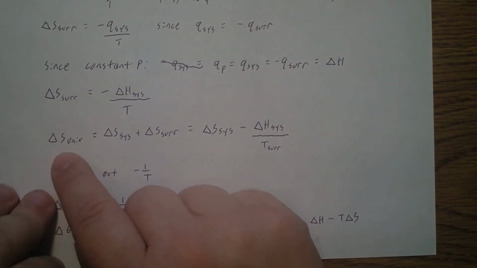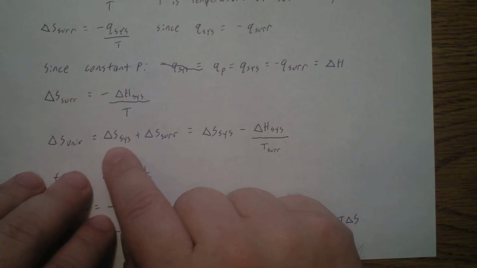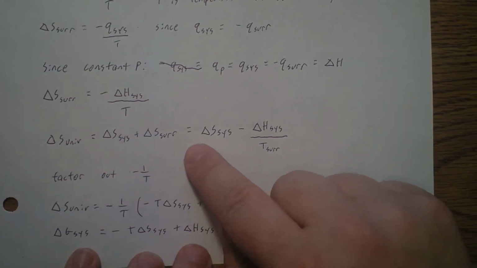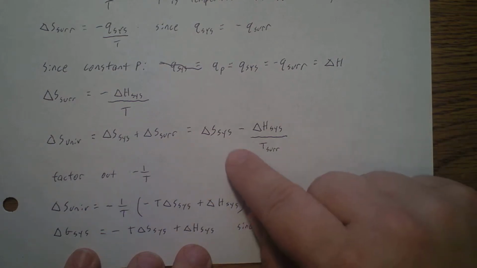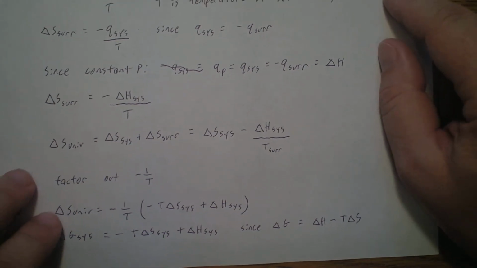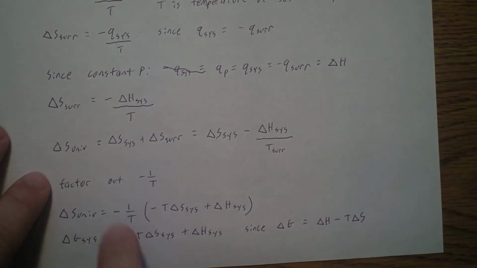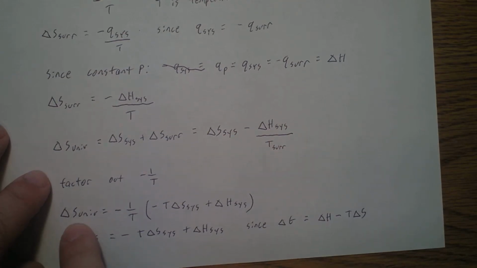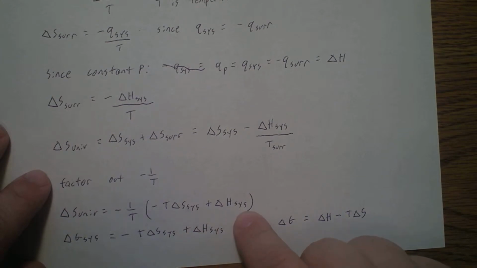So we have the change in the entropy of the universe is equal to the change in the entropy of the system plus the change in the entropy of the surroundings. Substituting in, that's equal to the change in the entropy of the system minus the change in enthalpy of the system divided by the temperature of the surroundings. Now we're going to factor out a minus 1 over T from the right side here. So we get the change in entropy of the universe is equal to minus 1 over the temperature times this whole quantity of minus temperature times the change in entropy of the system plus the change in enthalpy of the system.